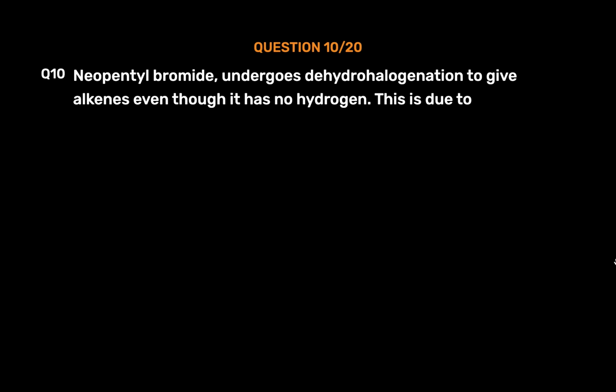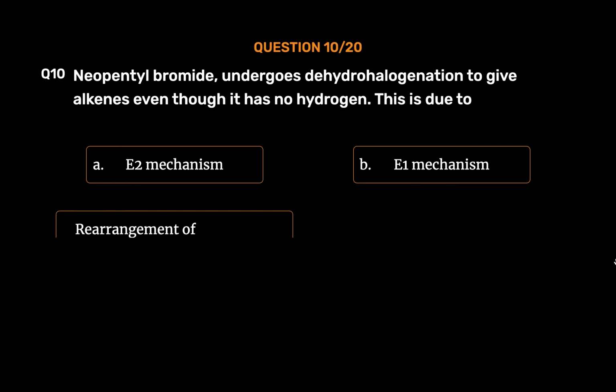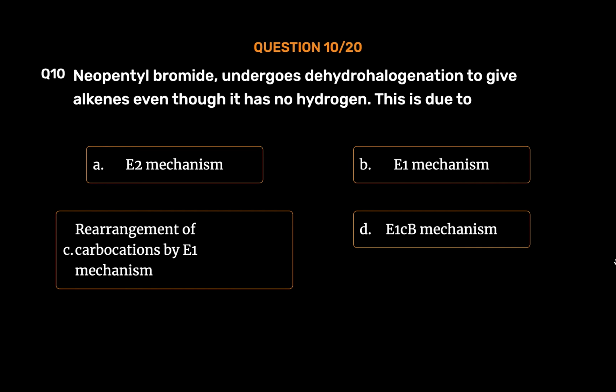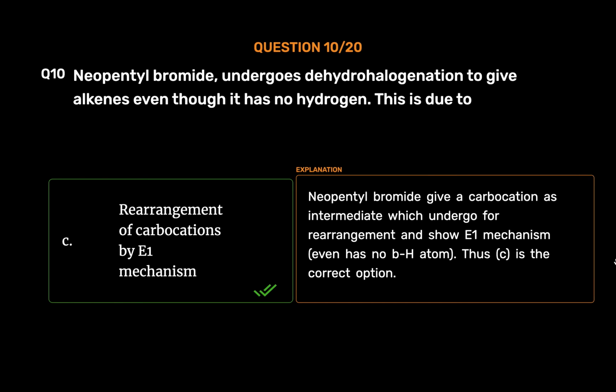Question number 10. Neopentyl bromide undergoes dehydrohalogenation to give alkenes even though it has no beta hydrogen. This is due to Option A. E2 mechanism. Option B. E1 mechanism. Option C. Rearrangement of carbocations by E1 mechanism. Option D. E1CB mechanism. The correct answer is Option C. Rearrangement of carbocations by E1 mechanism. Neopentyl bromide gives a carbocation as an intermediate which undergoes rearrangement and shows E1 mechanism, even though it has no beta hydrogen. Thus, C is the correct option.